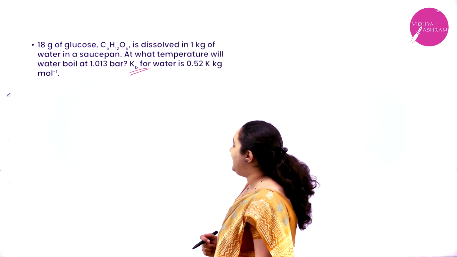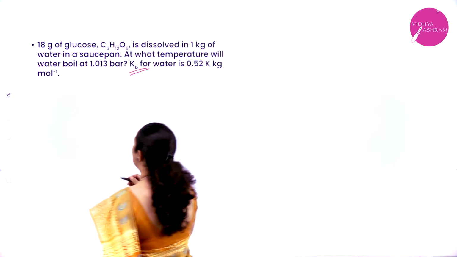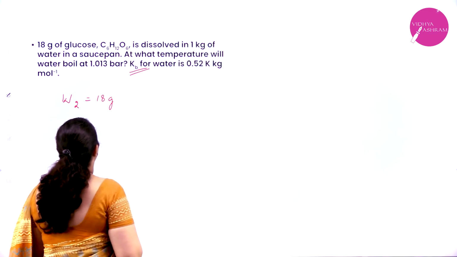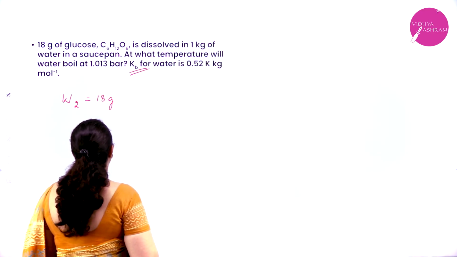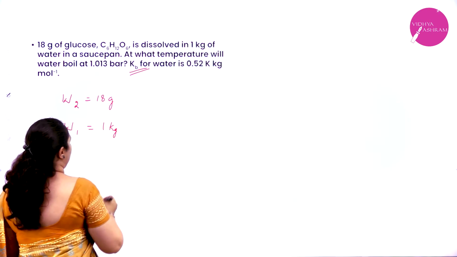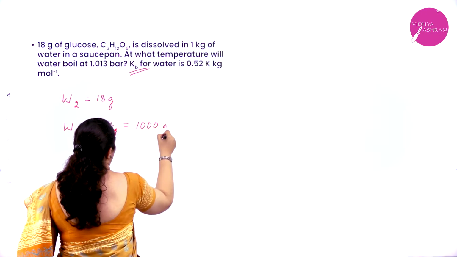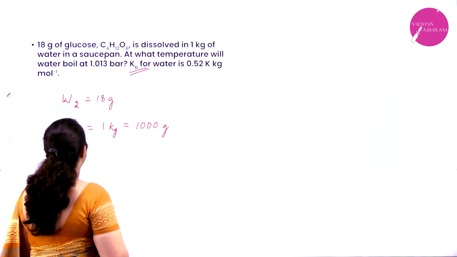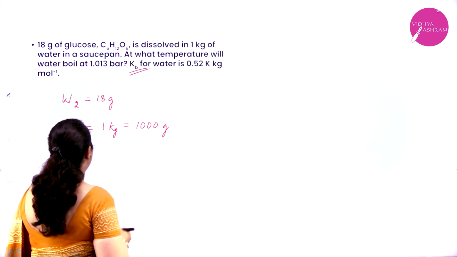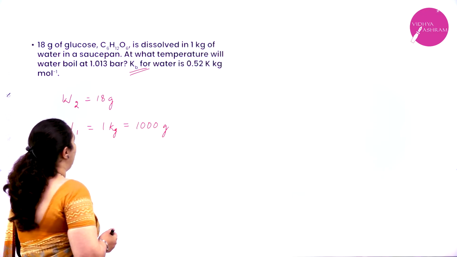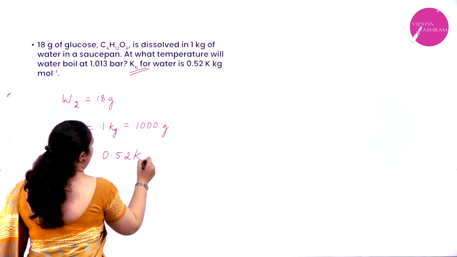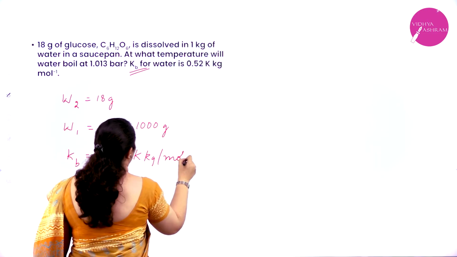Okay, first thing they have given 18 grams of glucose. So the mass of solute, that is W2, is 18 grams. Then dissolved in 1 kg of water. So W1 is 1 kg, that is equal to 1000 grams. Okay, at what temperature will water boil? So the pressure they have given, we don't need the pressure but we need to find the temperature at which the water will boil. Okay, Kb is given, that is 0.52 Kelvin kg per mole.